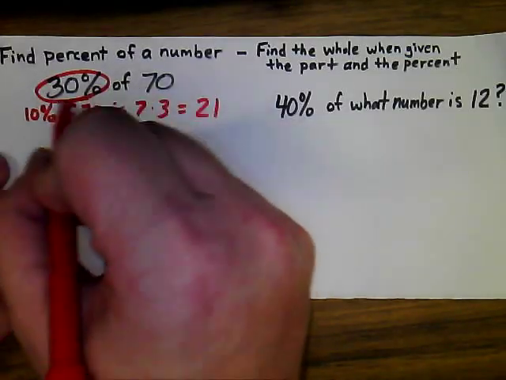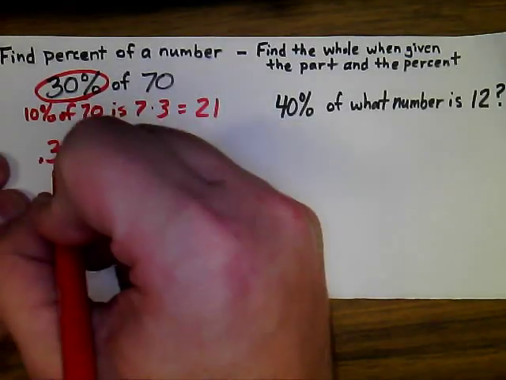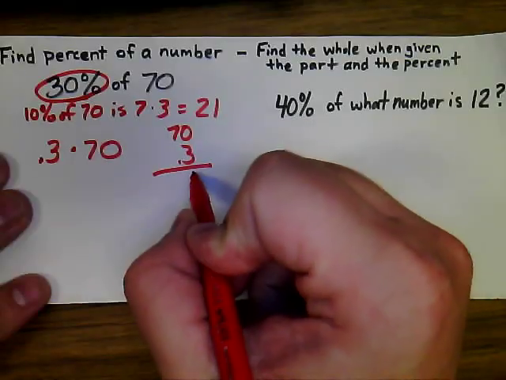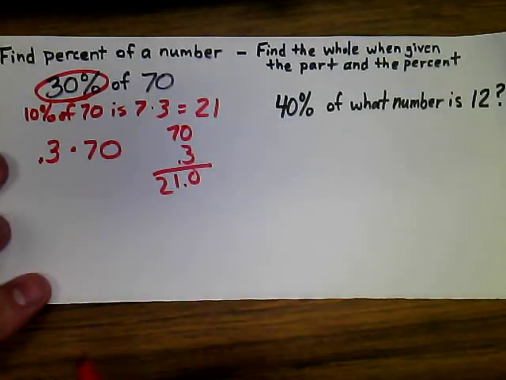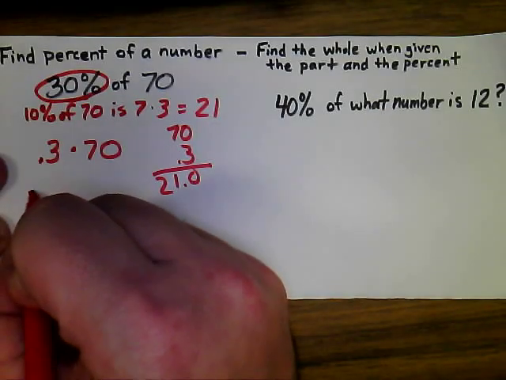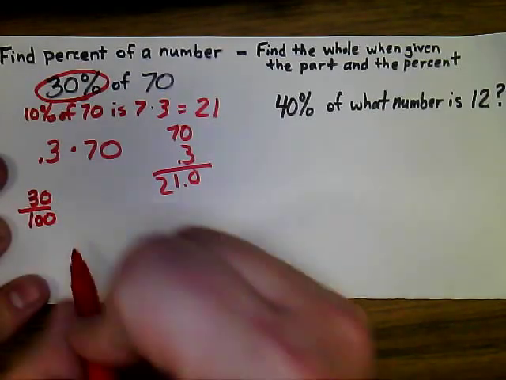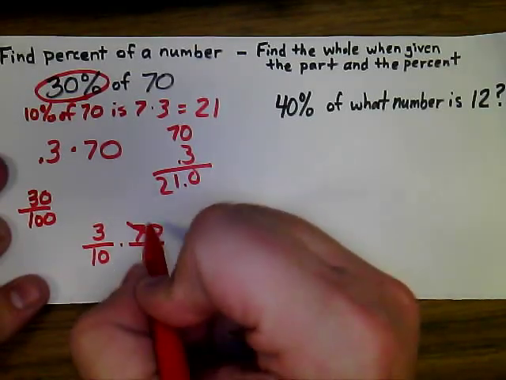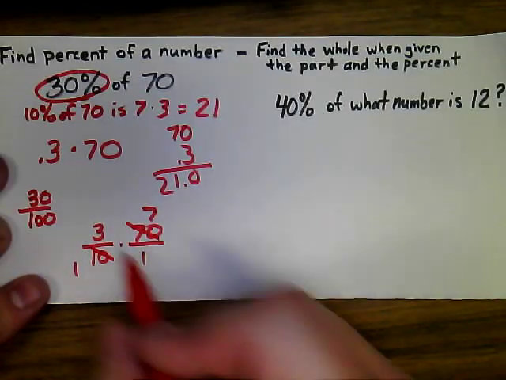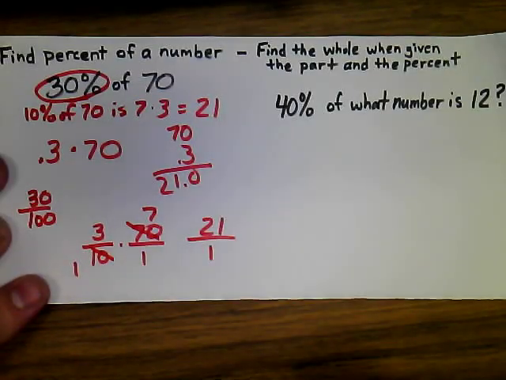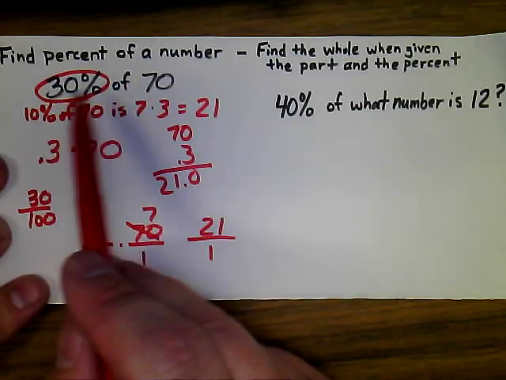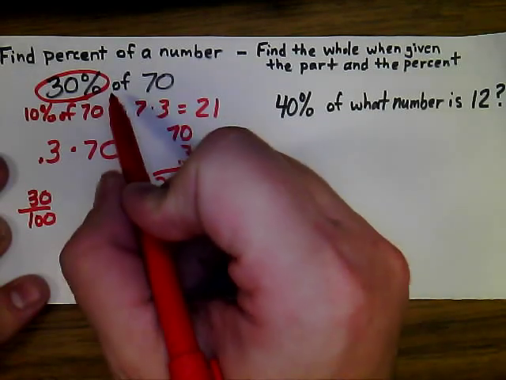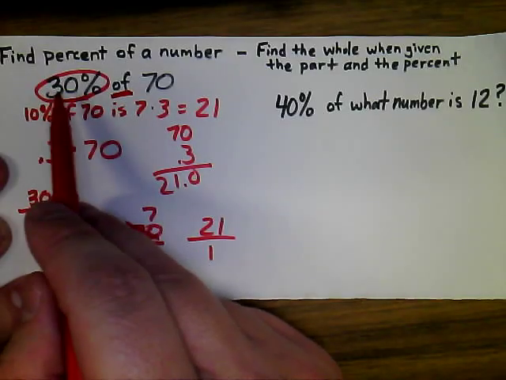Another way is to change the 30% into a decimal, 0.3 or 0.30, and multiply that by 70. 0.3 times 70 is also 21. The third way is to change that 30% into a fraction. You could do 30 over 100, or use the fraction in lowest terms, 3/10 times 70 over 1. Notice that I'm going to use my cross-canceling method that was taught earlier this year, and multiply and also get 21. So either you could use mental math, change to a decimal to multiply, or change to a fraction and multiply. The key here is that "of" tells you that you've got to multiply to find out the percent of a number.